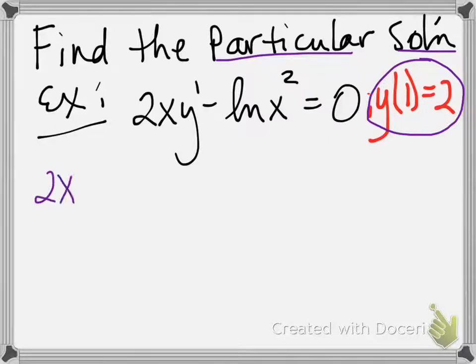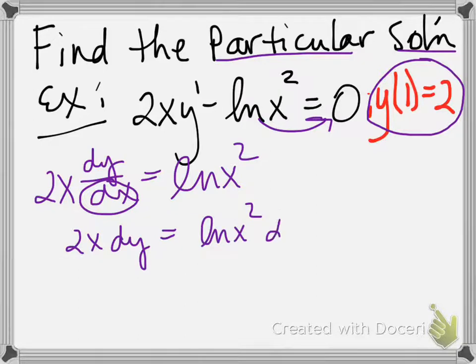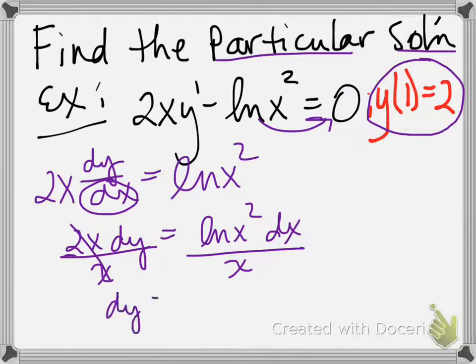changing my y prime to dy dx. And I'm actually going to go ahead and at the same time move ln x squared to the other side. I'm adding it over here to 0, so I just have ln x squared. Now I need this dx to go to the other side, so I have 2x dy equals ln x squared dx. And then I need to get rid of the x. I can take the 2 with it, but I think I'm just going to take the x here. So I have dy equals ln x squared over x dx.